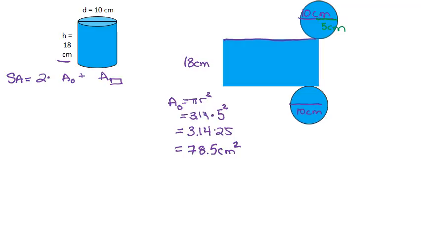Okay, now we've got the area of our two circles. They are exactly the same circle because they have the same diameter. And so we only need to do one calculation for that, and that's why it's 2 times the surface area of the circle.